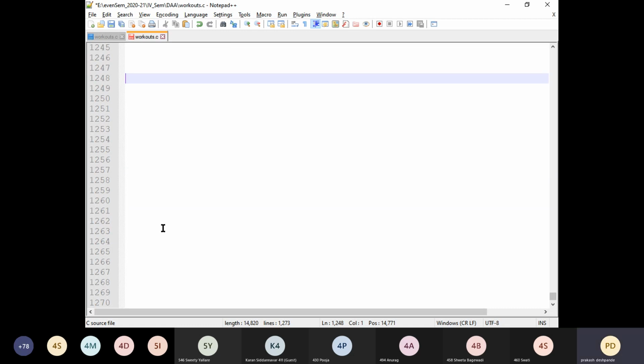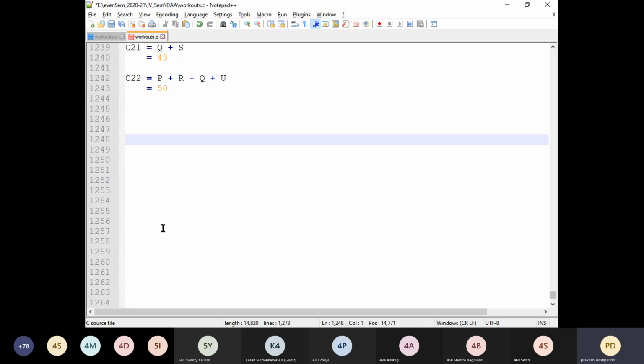The third example. Completed, students, is this done? Yes, sir. Matrix A is 3, minus 2, 5 and 6. Matrix B is 2, 3, minus 1, minus 4.